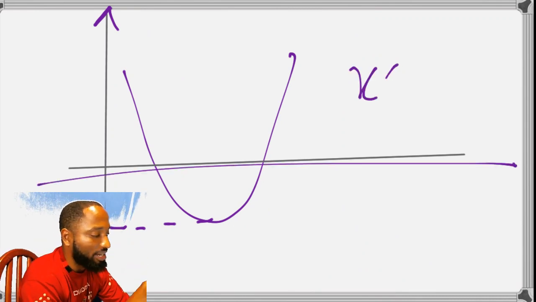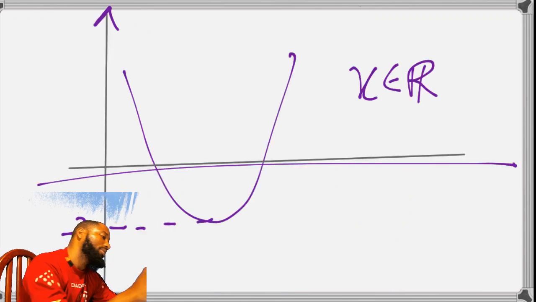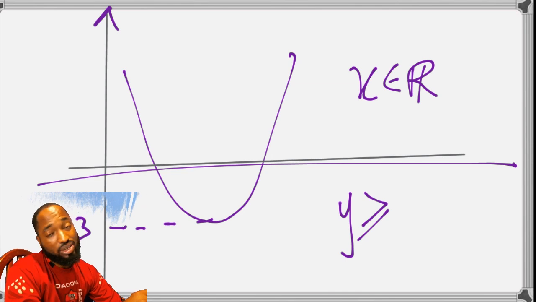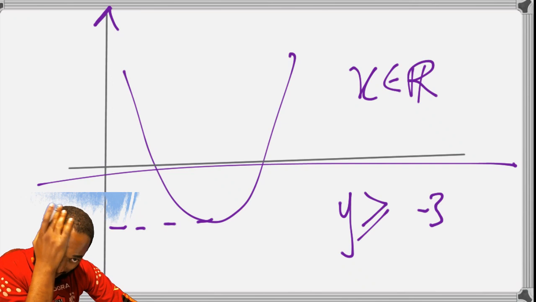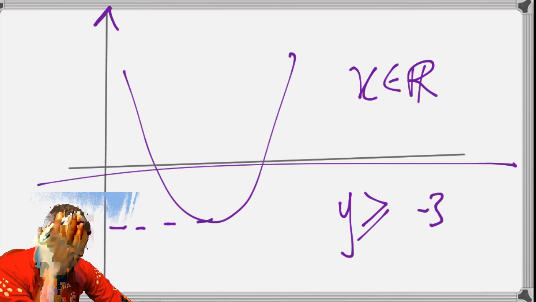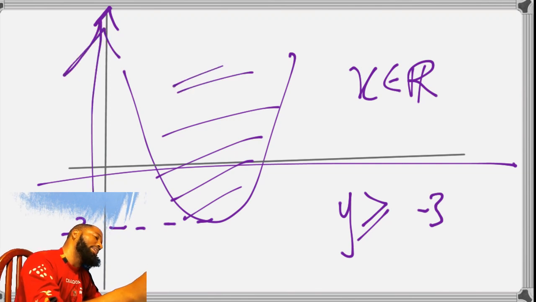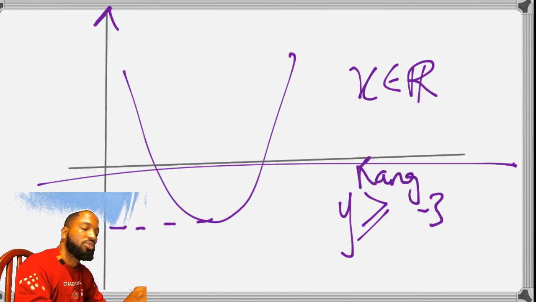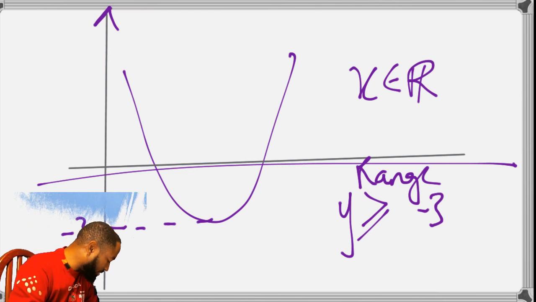Like x is all real numbers here. But for the y-axis, the range should actually be y is greater than or equal to -3. Do you understand that? Y must be greater than -3. This is a minimum, so it only has values that are higher than -3. This is the range. Now this could get a little complicated, so just make sure you understand this. Type Y in chat if you understand what I mean here.